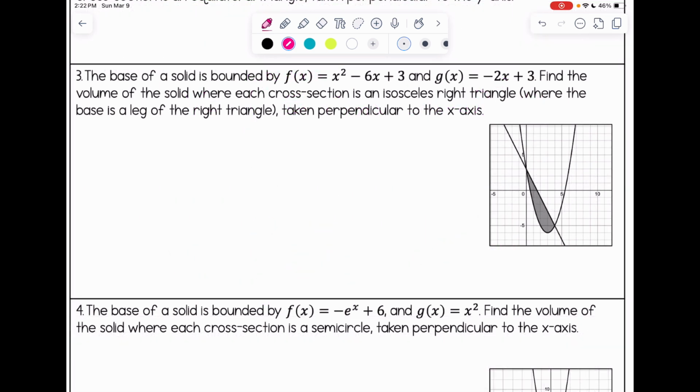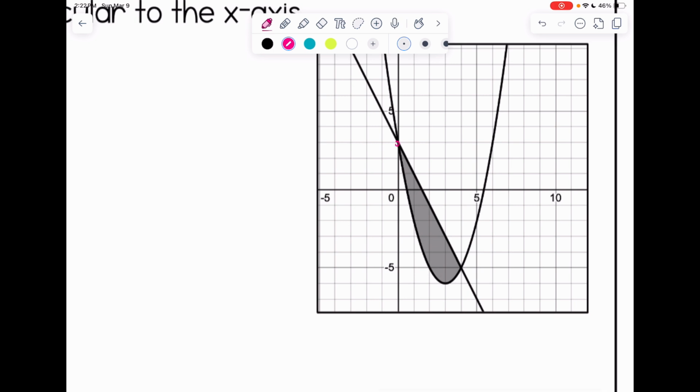Okay, for number 3, the base of a solid is bounded by f of x equals x squared minus 6x plus 3, and g of x equals -2x plus 3. We're going to find the volume of the solid where each cross-section is an isosceles right triangle, where the base is a leg of the right triangle, taken perpendicular to the x-axis. All right, so first I'm going to look at my picture here, and I can tell these 2 points of intersection from the graph are (0, 3) and (4, -5). So that's going to help me when I set up my bounds in a second.